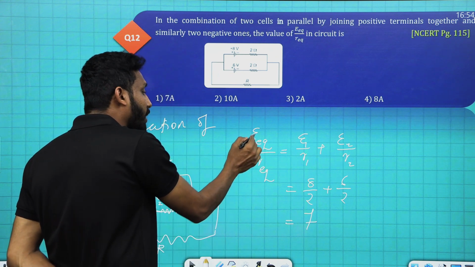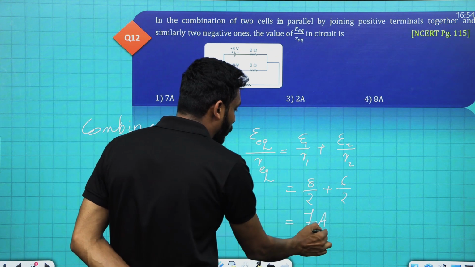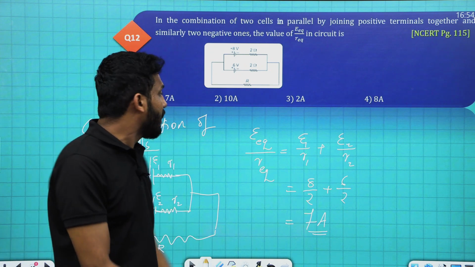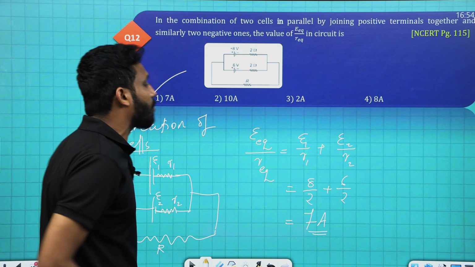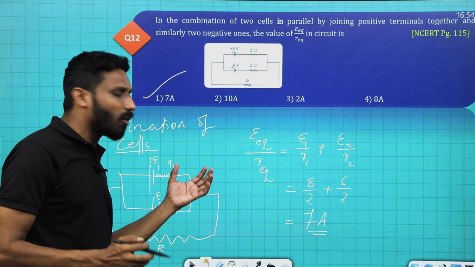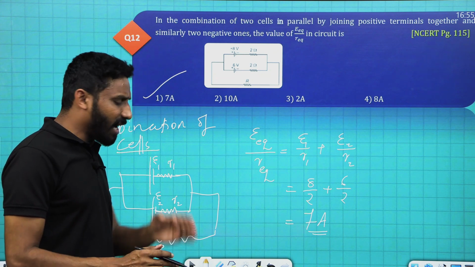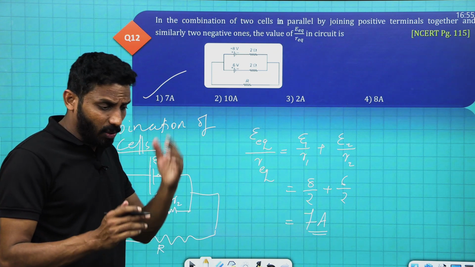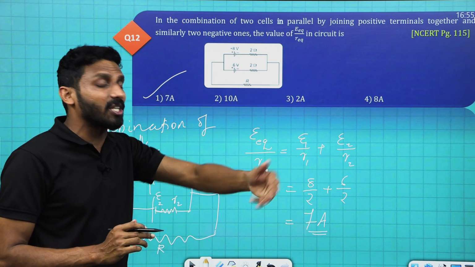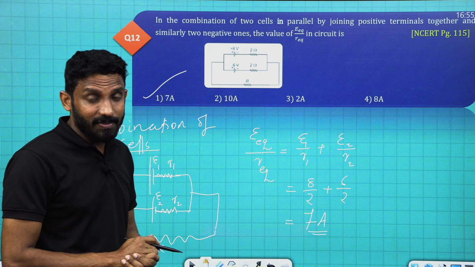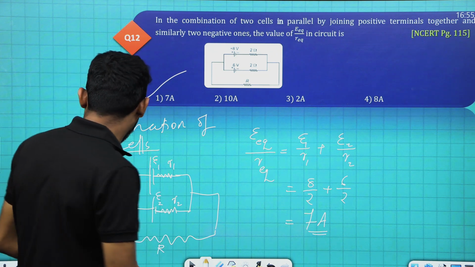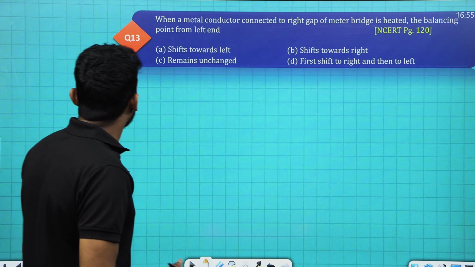Voltage by resistance is ampere, that is the unit of E equivalent by R equivalent. So it is 7 ampere. The first option is the correct answer. Clear? Okay, combination of cells: if they are connected in series, what happens? E equivalent is E1 plus E2 plus E3 plus etc., and R equivalent is R1 plus R2 plus R3 plus etc., when they are connected in series. Okay, yes, studied it. Moving to the next question.